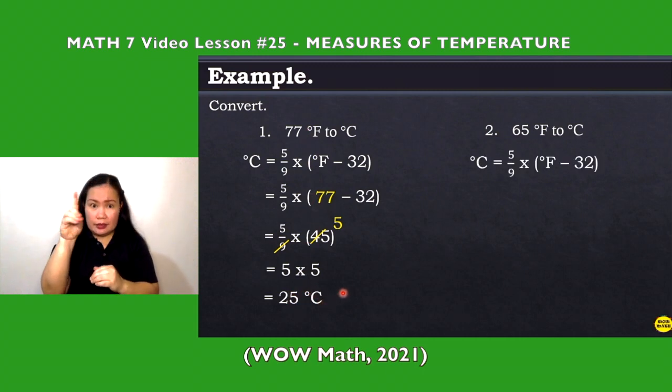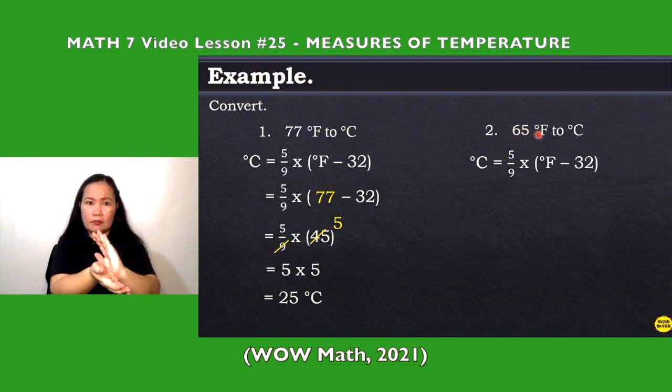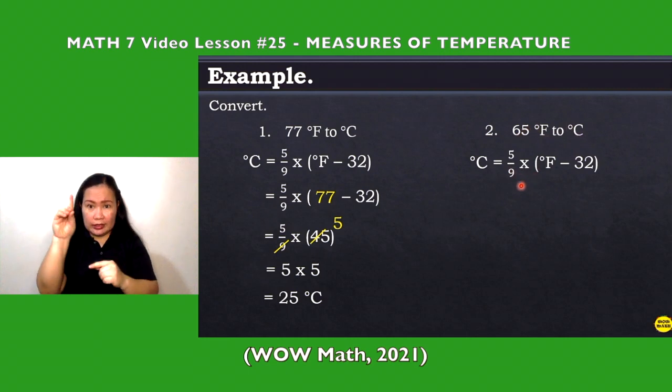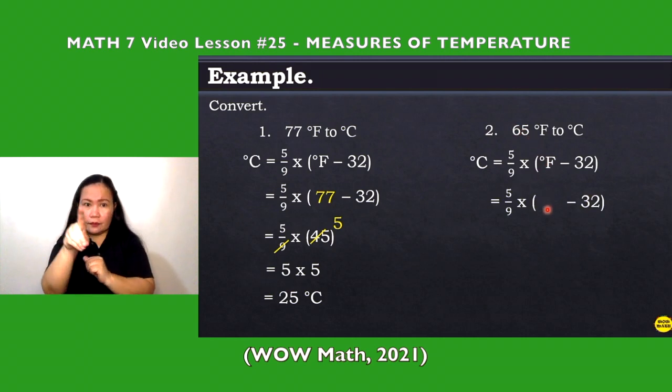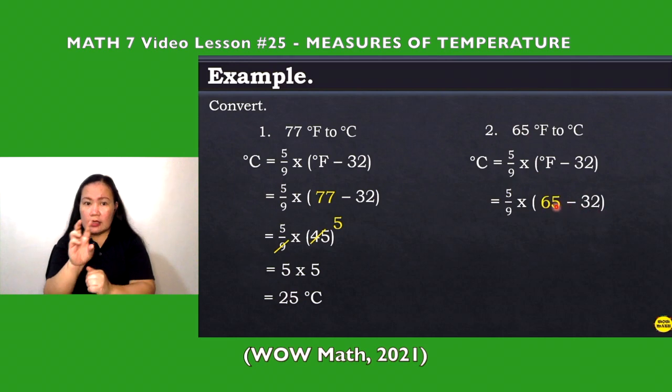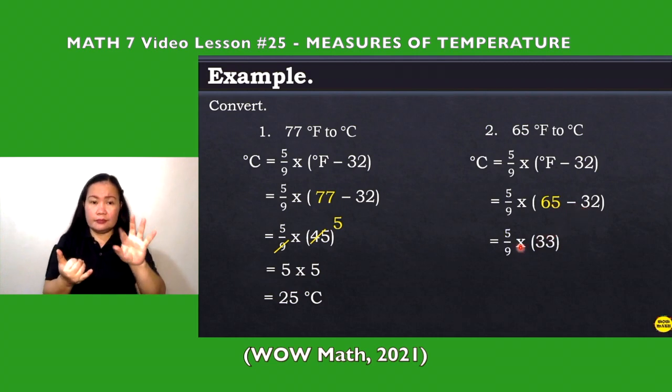Next, let's have another. So, ganun ulit, we're going to convert 65 degree Fahrenheit to degrees Celsius. So, we're going to use this formula. Ganun ulit, lagay natin yung given, substitute natin yung 65 kasi yun ang given natin. Lagay natin siya dito. So, let us solve this first. 65 minus 32, that is 33. Okay, now, 33 divide by 9.